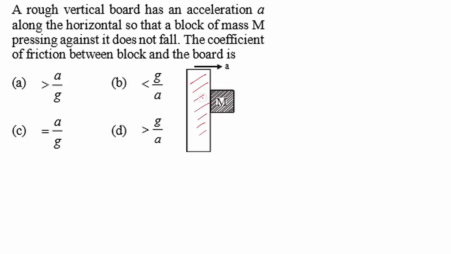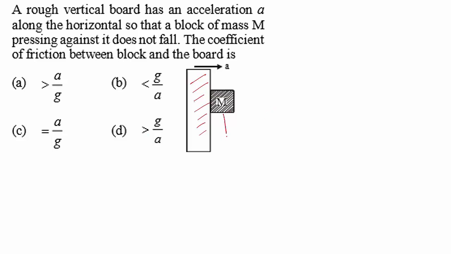So when we move that vertical board against this block of mass m, it does not fall down. Then the coefficient of friction between the block and the board is. We have to find the coefficient of friction. We know that there are three types of friction: static friction, kinetic friction and rolling friction. Here it is moving, so we can take kinetic friction. The coefficient of kinetic friction is denoted by the symbol mu k. So first observe the equations here.